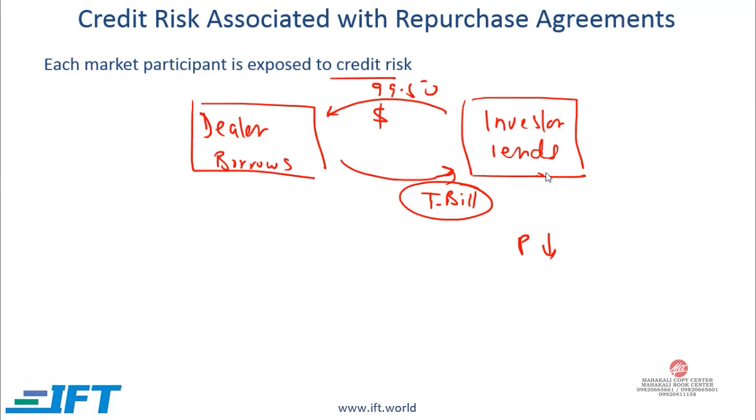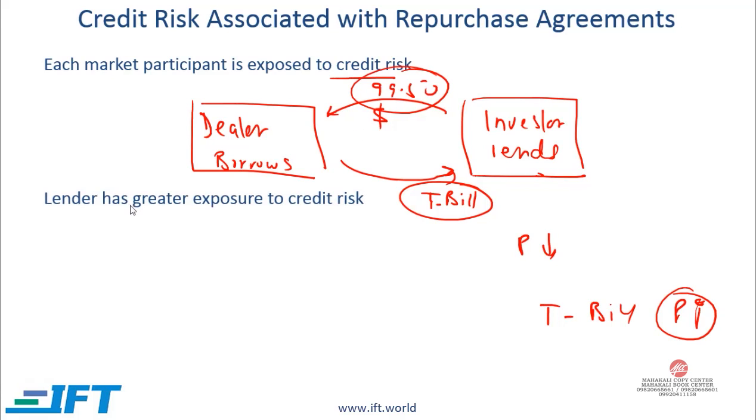What about the other situation? Let's say that the investor at maturity is unable to deliver the T-bill. So the dealer still has this money, but let's say that the price of the T-bill has gone up now. So here the situation is that the dealer is stuck with this money, but the collateral that was rightfully his is not being returned, and the value of that collateral is substantially more. So both parties face some credit risk.